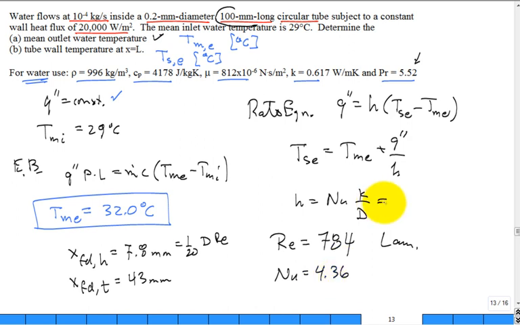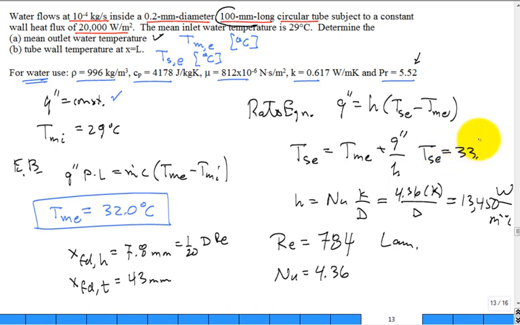So now that you know it's 4.36, put in the conductivity, put in the diameter, and you get an h value of 13,450 watts per meter squared degree C, very large. Then you can calculate the exit surface temperature, and it's around 33.5 degrees C.